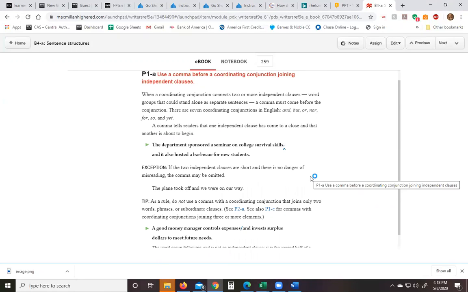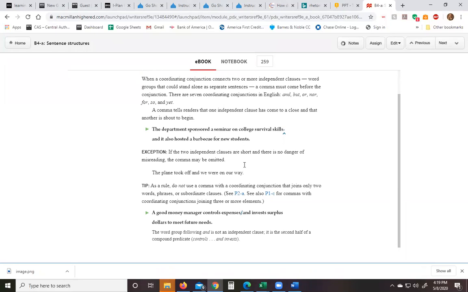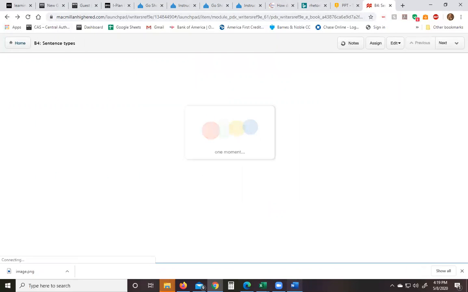They list them here, but I'm going to show you a better way to remember these. But one of the things that you need to understand with this is that a comma tells readers that one independent clause has come to a close and that another is about to begin. So let's see, we're going to actually use this over here.